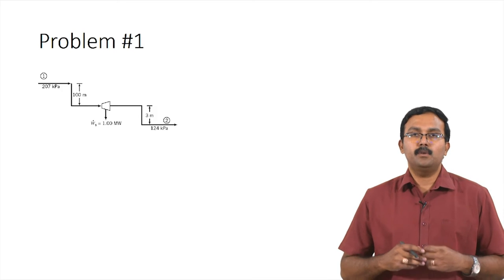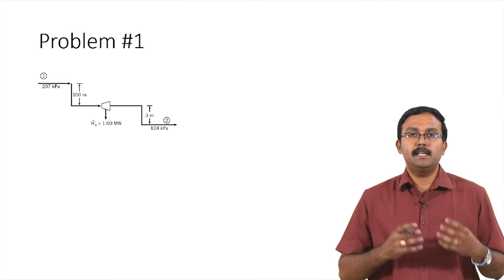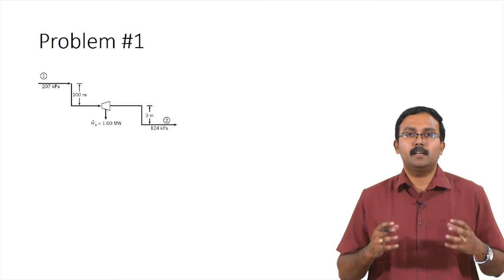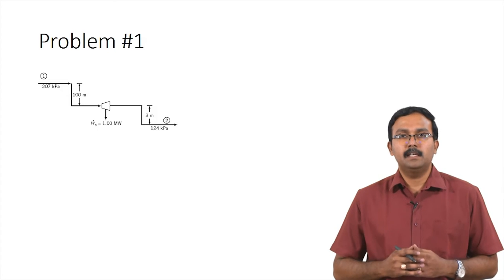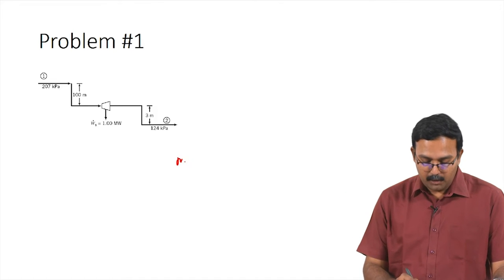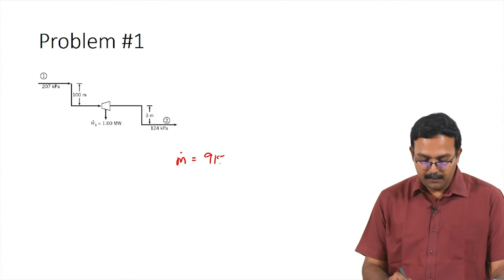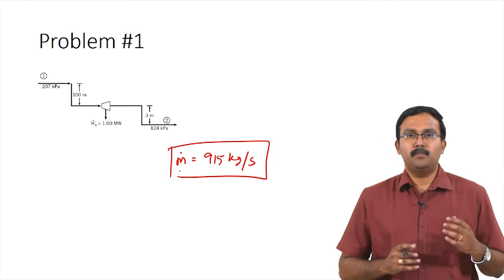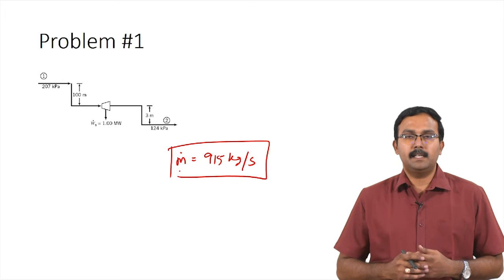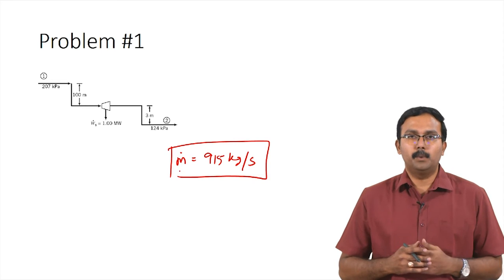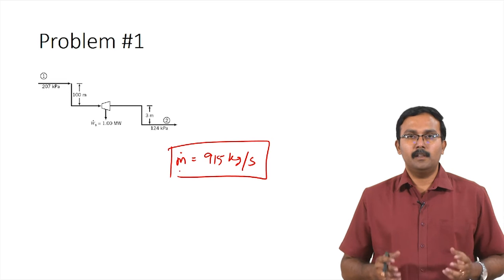Just try to substitute the actual values, which are the basic SI units for Newton and Pascals, and confirm that the units for individual terms are correct. And if you do that, you will finally end up with m-dot as 915 kilograms per second. So, when 915 kilograms of water flows through the turbine per second, you would be able to generate 1 megawatt of shaft work. So, with this we would have solved this problem.